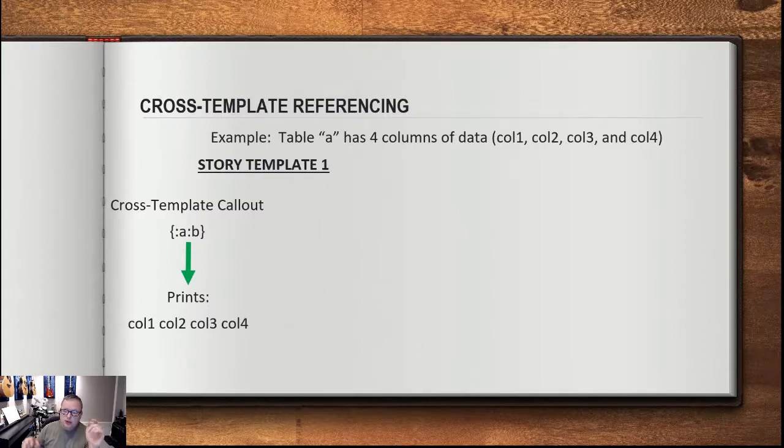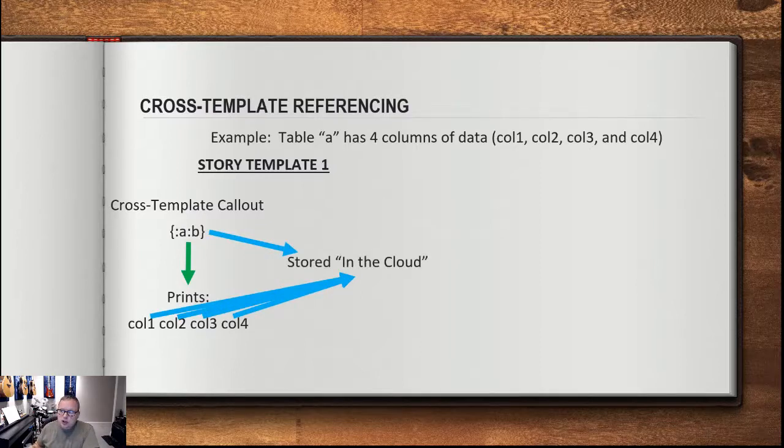This is done with the squiggly brackets, and it's done with similar syntax to what we've seen before, where we have a table name and then a custom name or a storage name. So the table name in this case would be A, and we're going to put it in storage name B. Now, if we call that out inside of our first story template, which we call the parent story template, or whatever generates that content, we'll get all 4 columns printed out. But they are stored somewhere safe and far away, up in the cloud, outside of this story template, where every other story template can go ahead and access that data.